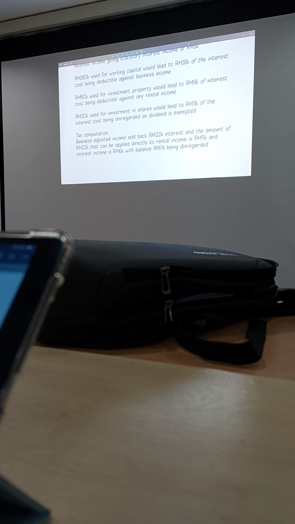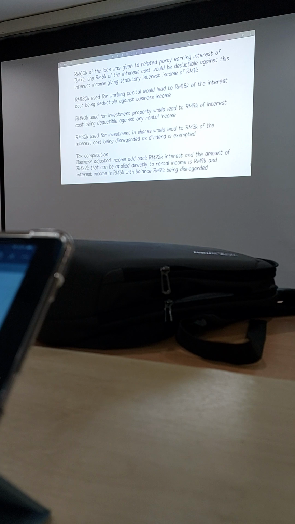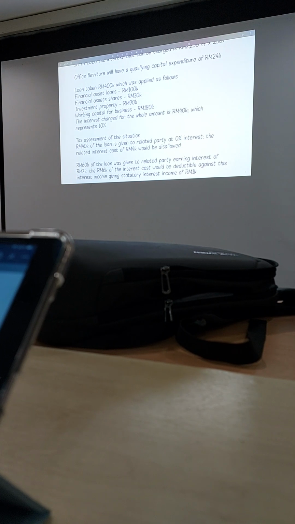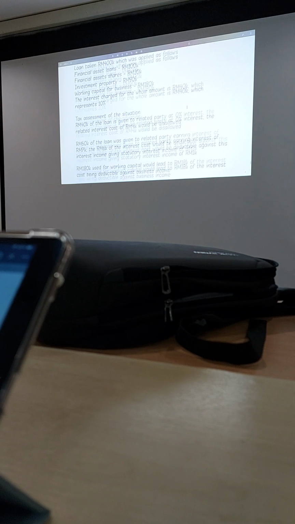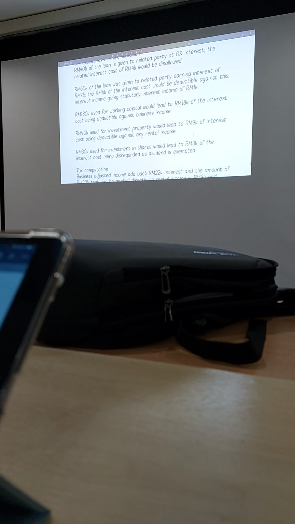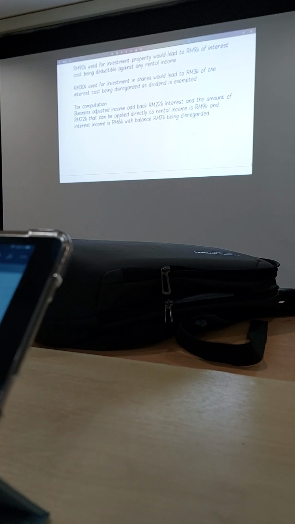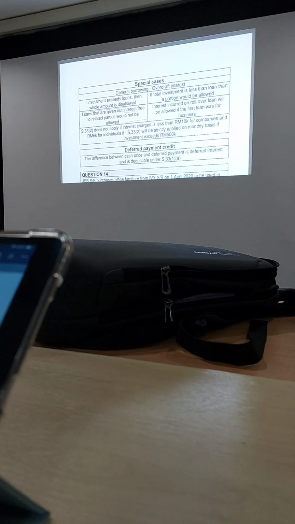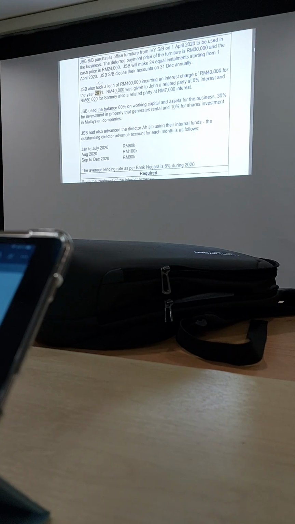22K from where, sir? You add. Only 18 is allowed for business. Total is 40K. 40K minus 18, because rental income. Okay, understand interest deductibility?